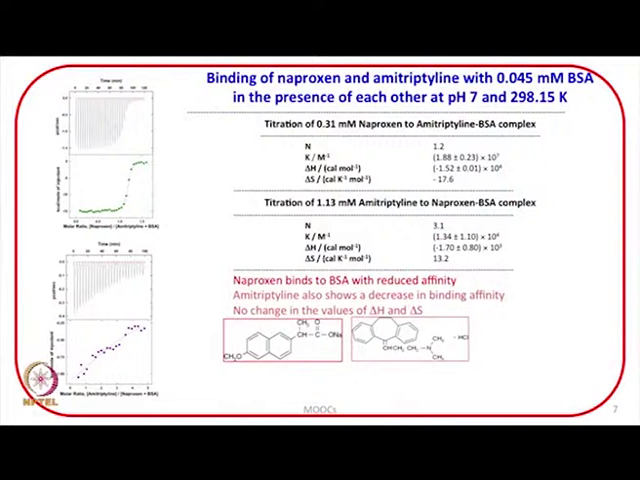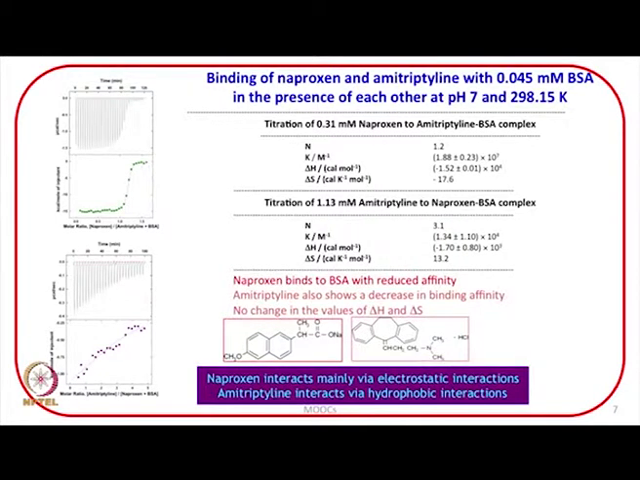And in the case of naproxen and amitriptyline, this forms a nice example of making a study in this direction and getting some useful results. The main conclusions from this report were that naproxen interacts mainly via electrostatic interactions and amitriptyline interacts mainly via hydrophobic interactions.